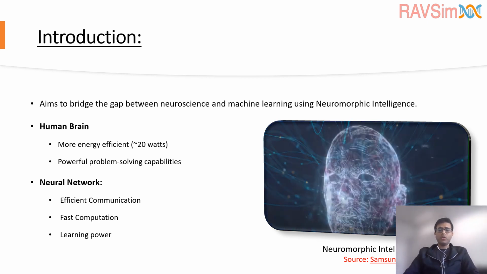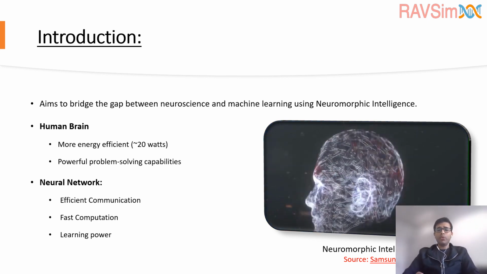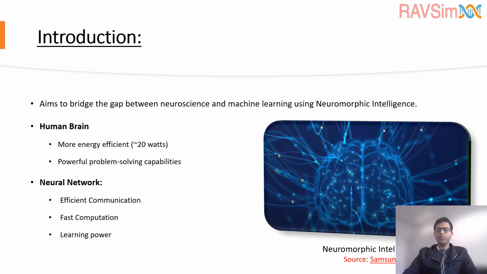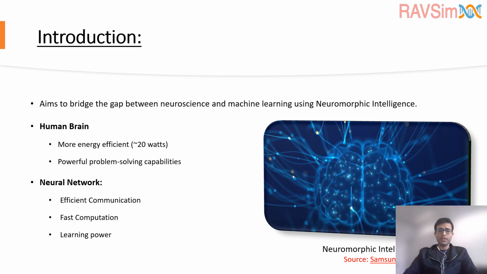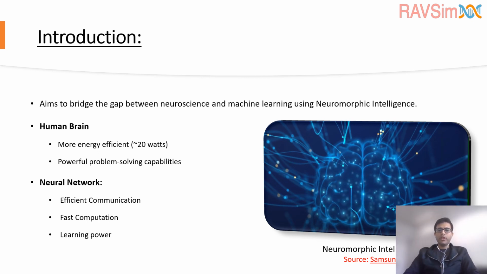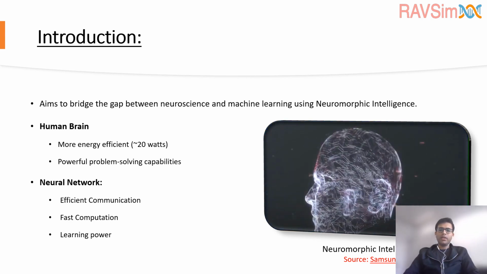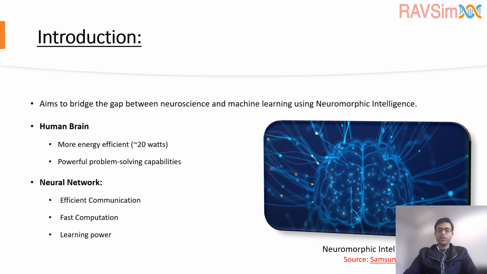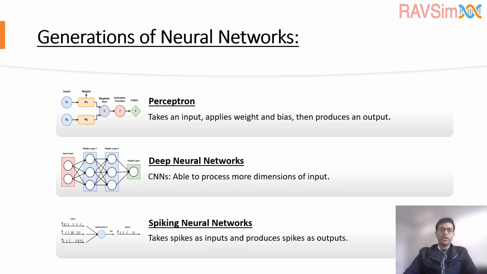In general, we know that the human brain is good for efficient communication, fast computation, learning power, multitasking, and so on. And these are also the key points of neural networks. And the researcher community is still working to improve neural networks. Previously, we had only a perceptron, which takes an input, applies weights and biases, and then produces an output using multiplication and addition functions.